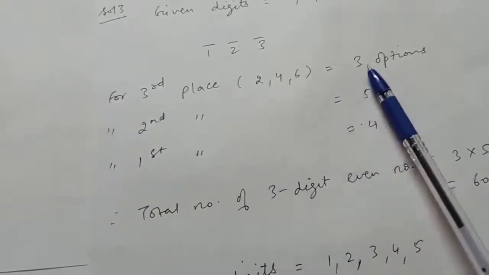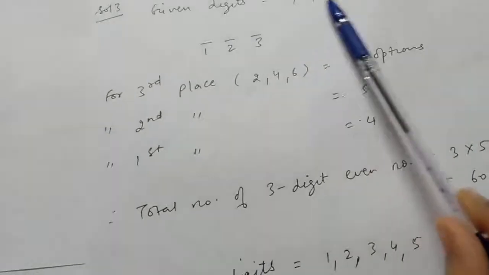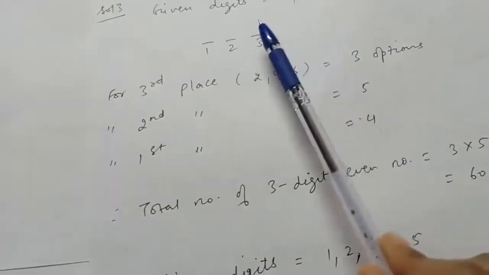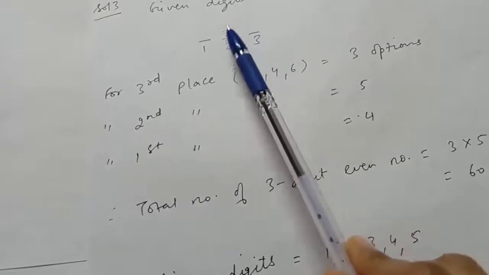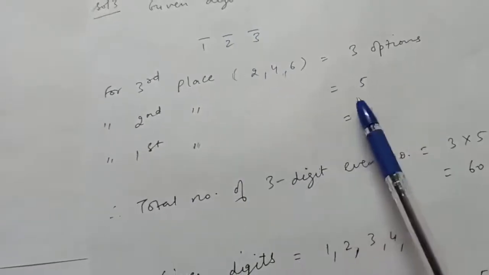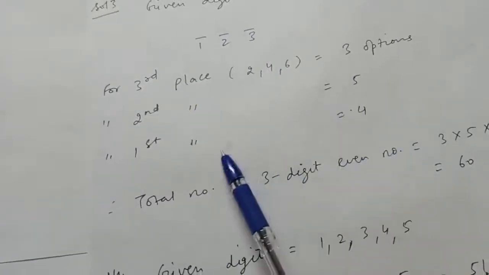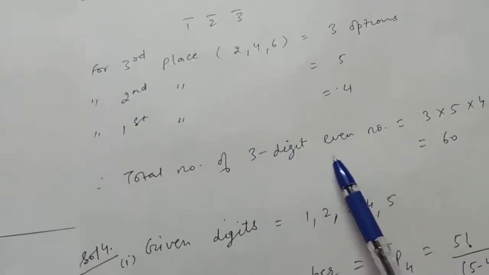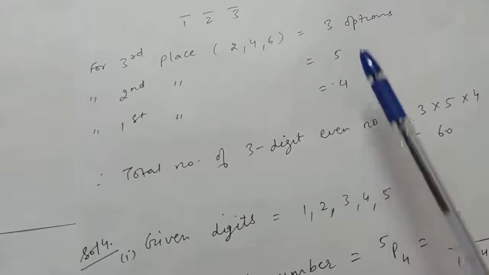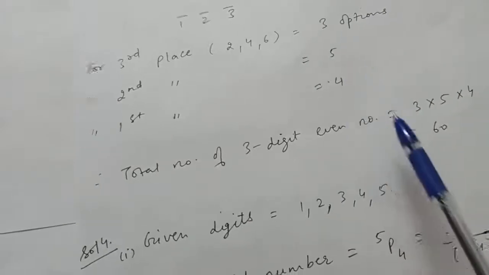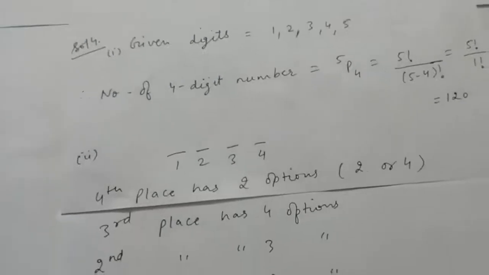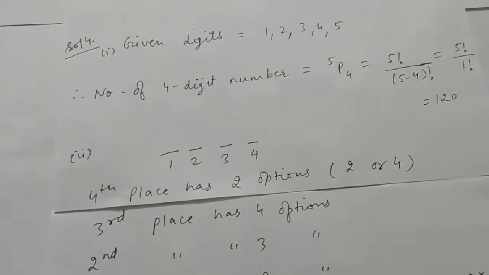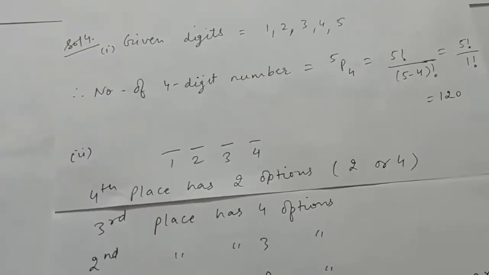Therefore 3 options. Now in total we have 6 options, but one option has been used here. Therefore for the second place we will only have 5 options and for the first place we will have 4 options. Therefore the total number of 3-digit numbers will be 3 into 5 into 4, that is 60, right? Now in question number 4th, you are given the digits 1, 2, 3, 4, 5.